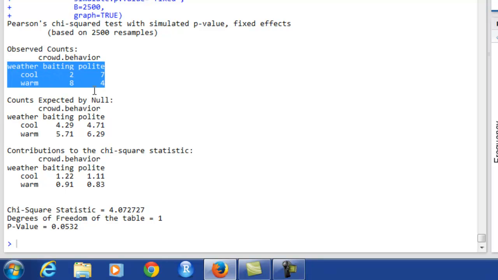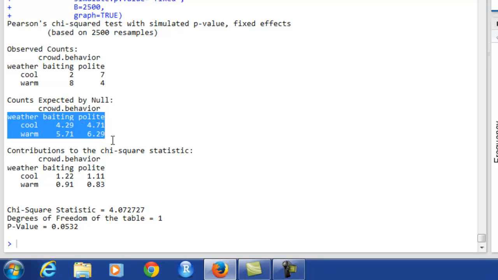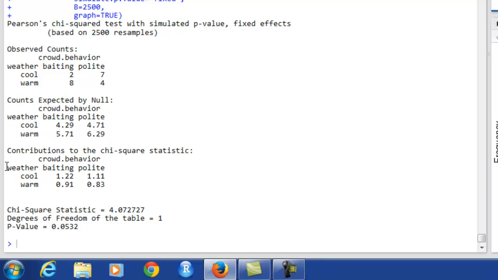Here's our familiar observed counts. Here are the counts expected by the null. Here are the contributions to the chi-square statistic. And here's the familiar chi-square statistic of 4.07 that we got using the literal formula. If the null is right, we should get around 1 or so, and we got 4.07, which seems a bit high. What's the chances of getting 4.07 or more if the null is right? Apparently, it's about 5%.